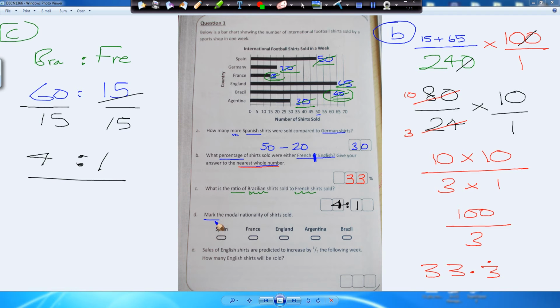Okay, let's have Iman. The word modal comes from the word mode. So what are they talking about? When they mention the word mode, they're talking about the number which occurs most. The mode is the most frequent value. Last paper we had median. So the modal is the most common value. So let's have a look. Mark the modal nationality of shirts sold.